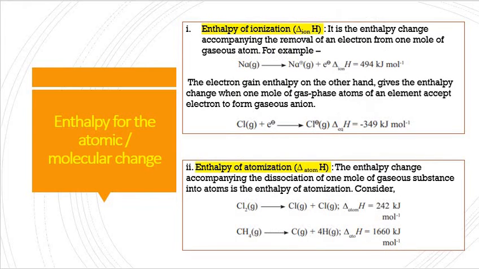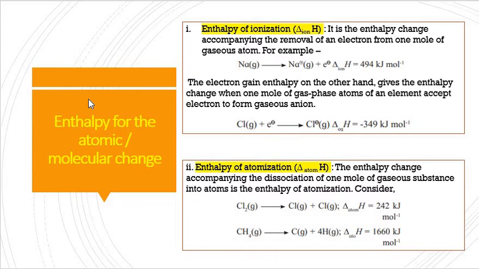Now, enthalpy for atomic or molecular change. Enthalpy of ionization or delta ion H. It is the enthalpy change accompanying the removal of electron from 1 mole of gaseous atom. For example, sodium in gaseous state is removing its 1 electron to form gaseous sodium ion, and here the enthalpy change would be 494 kilojoule per mole.